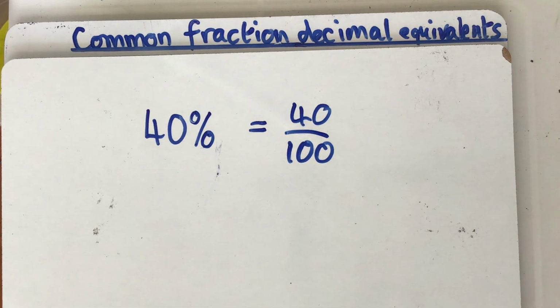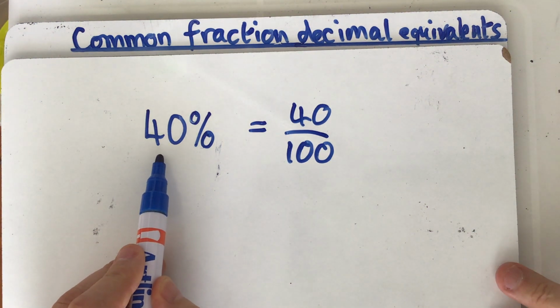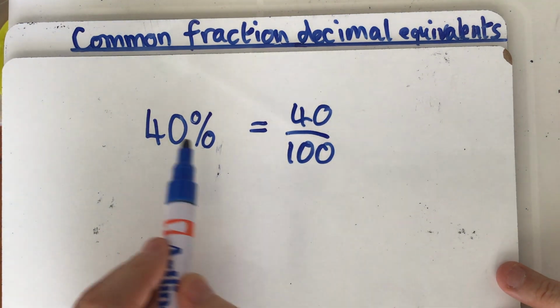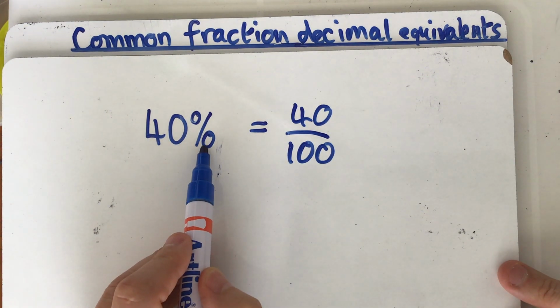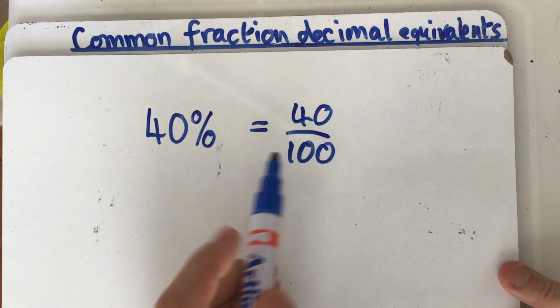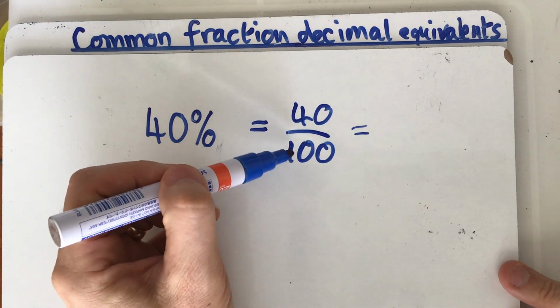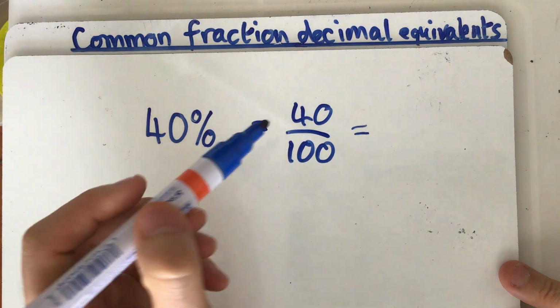In this video I'm going to talk about some common fraction decimal equivalents. Now, in an earlier video I talked about how easy it is to change a percentage into a fraction, because we know that percent means out of 100 or over 100. So 40% is the same as 40 over 100.